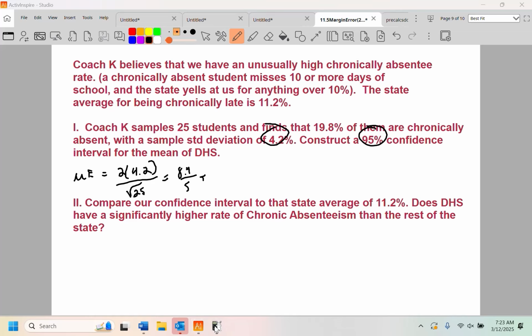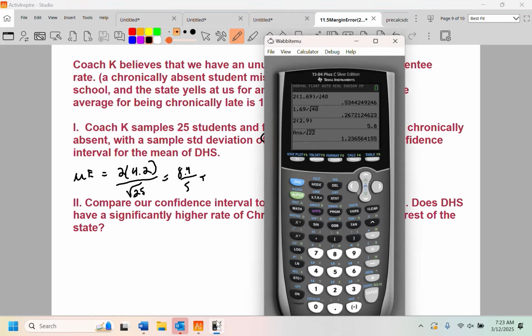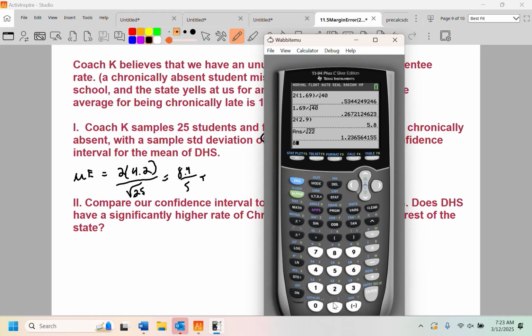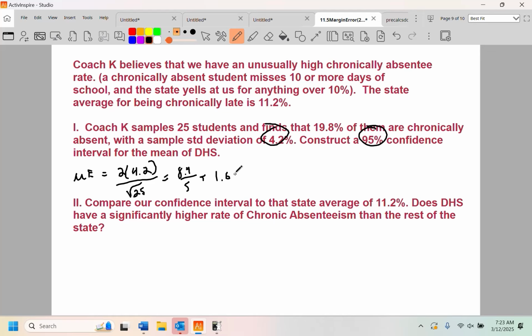Let's see what that is. Come on, calculator. There we go. 8.4 over 5: 1.68. It's 1.68%. All right, so I take my 19.8 and I subtract 1.68 and I get 18.12. I take my 19.8 and I add, I get 21.48.